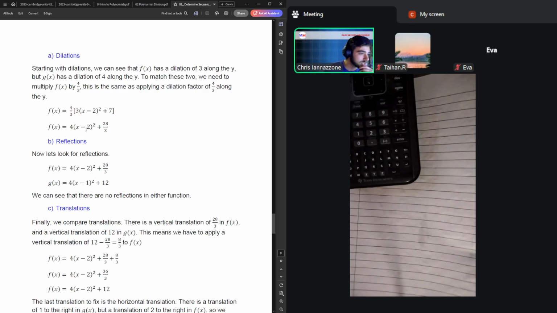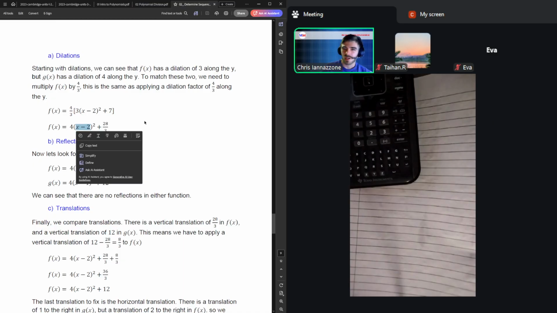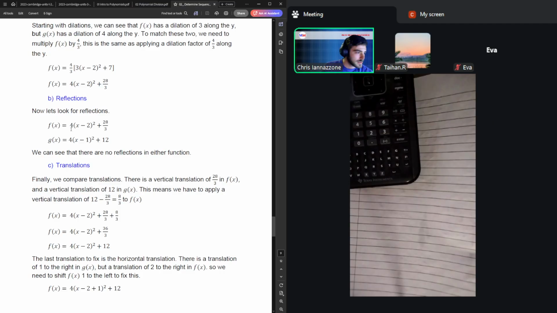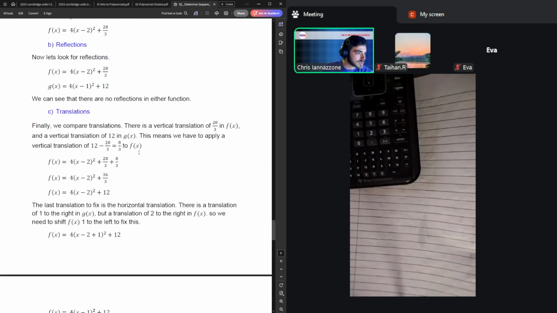We would then look for other dilations, of which there are none. There might be a dilation in here a little bit, which would be represented by a division. Very rare for polynomials, though. Then we would look for reflections. If we're looking at f and g, you can see there's no negative signs on any of those x's, so we're happy enough. Then we look for translations.